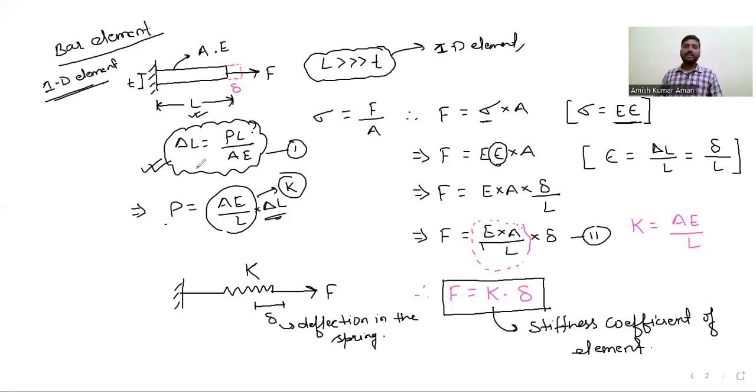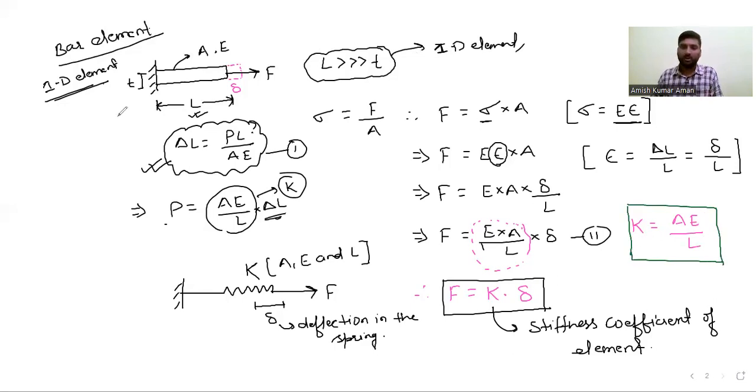So here you can see this bar element I have represented as a spring. We are getting the same equations, right? But the characteristic coefficient of this spring is given by A, E, and L of this bar element. So nothing to worry about. Whatever we are using here, we will use F is equal to K into delta. And here the most important thing is K, the stiffness coefficient of the element, which is AE by L. This is very, very important. K will be equal to AE by L.